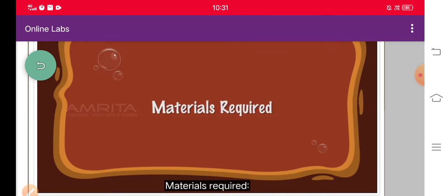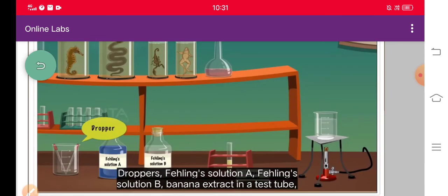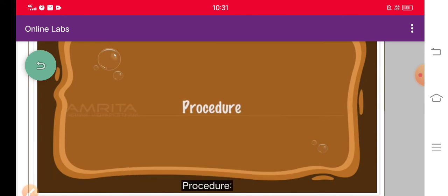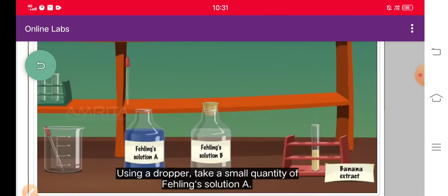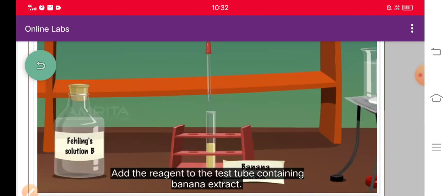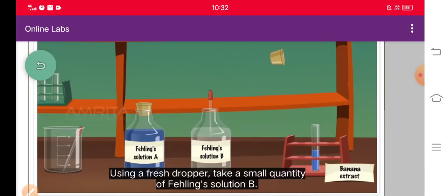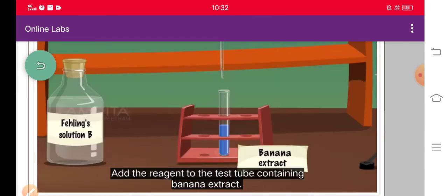Now the Fehling test. It is also a test for carbohydrate. You can see Fehling solution A, Fehling solution B, banana extract in a test tube, and a burner with a beaker. So what is the procedure? Take a dropper, put Fehling solution A in the test tube with the banana extract. Then take a second dropper, take a few drops of Fehling solution B, put it into the banana extract, and stir it very well, shake well.